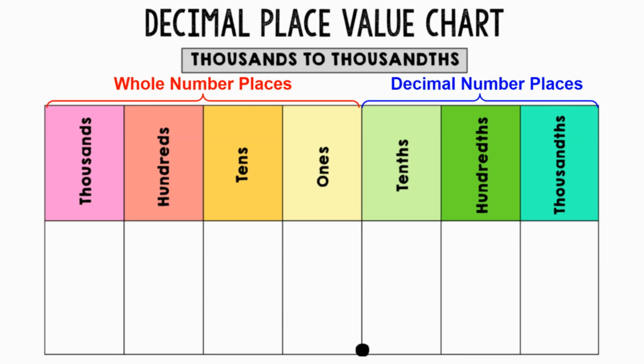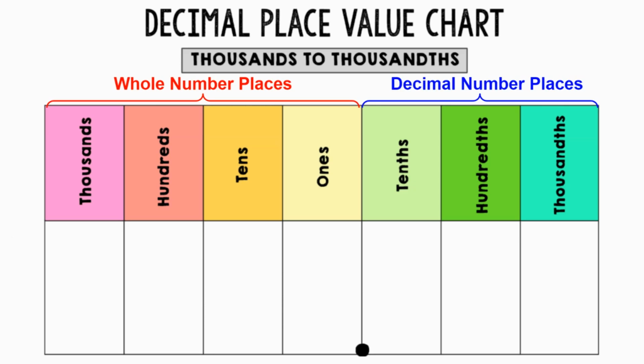So all of these are smaller than 1. We have tenths, hundredths, and thousandths. And there are a lot more decimal places than that, but for 5th grade, we really never go past thousandths. So these are the 3 main ones that we're really going to focus on this year.